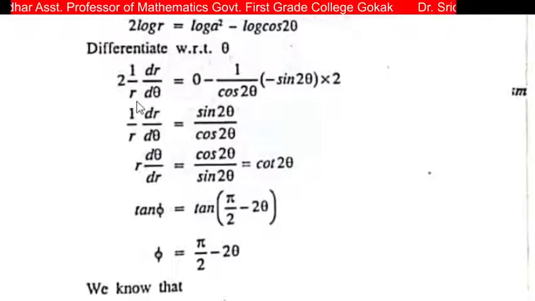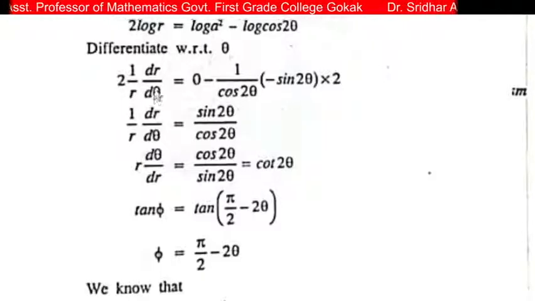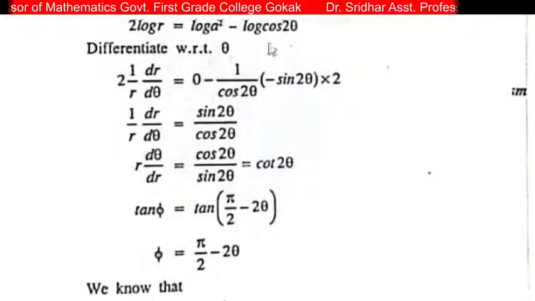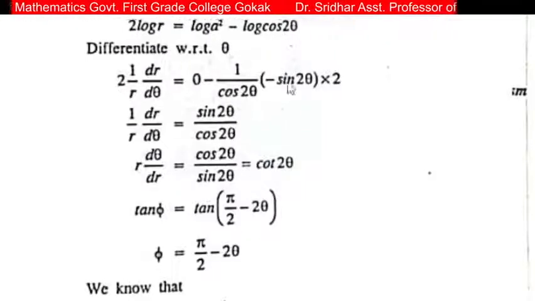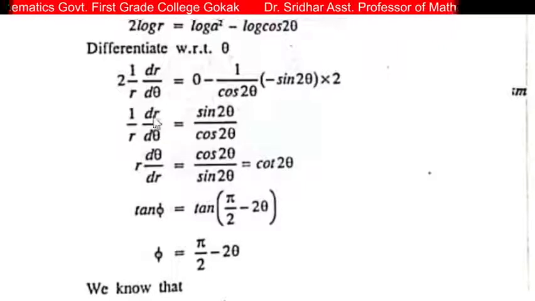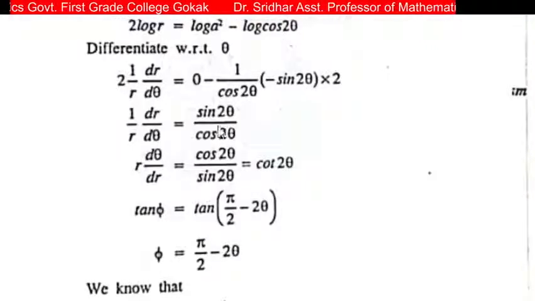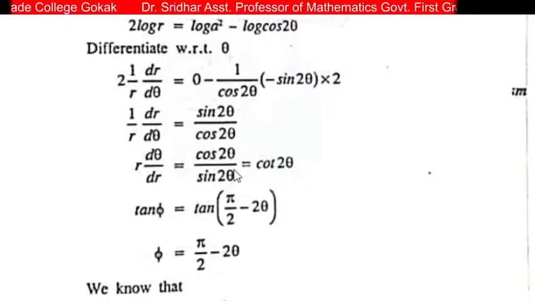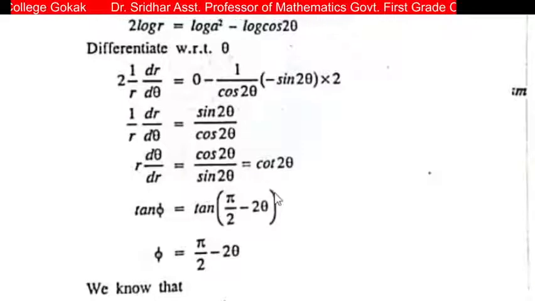Differentiation of log r is 1 by r, again differentiation of r, dr by dθ, which is equal to log a square constant 0. Again differentiate this: 1 by cos 2θ into minus sin 2θ into 2, or 1 by r dr by dθ is equal to sin 2θ by cos 2θ. Now reversing this, you get r dθ by dr, which is equal to cos 2θ by sin 2θ, again which is cot 2θ.